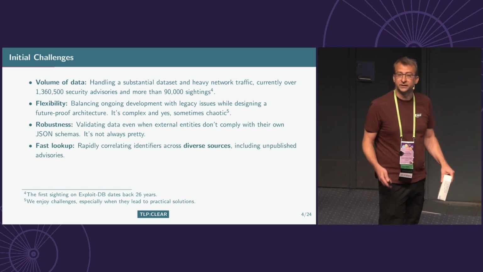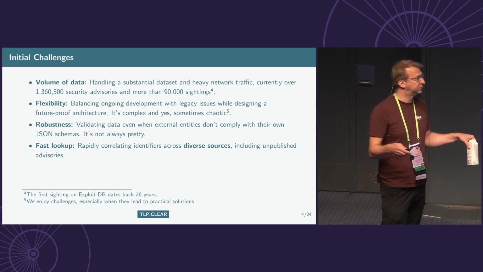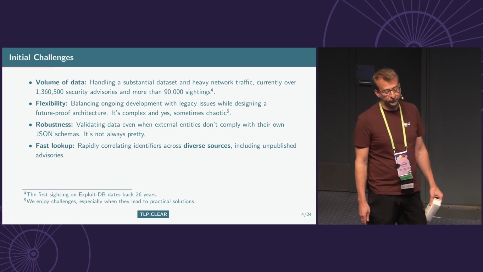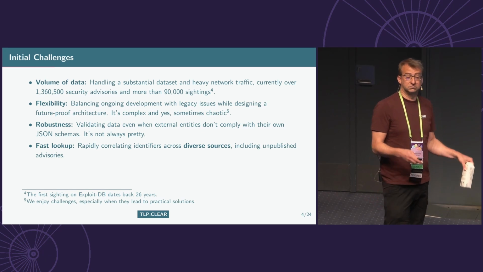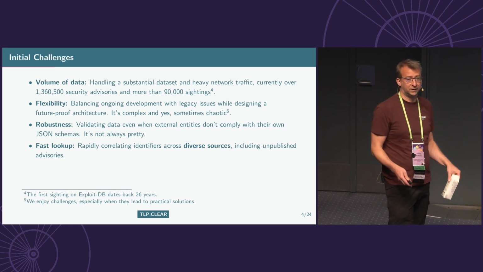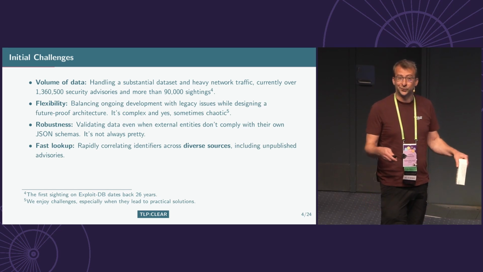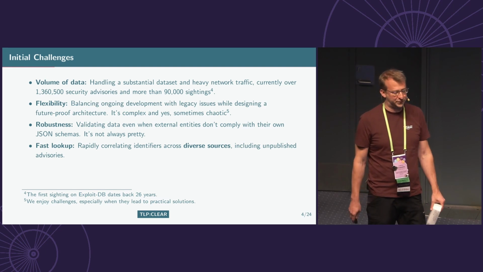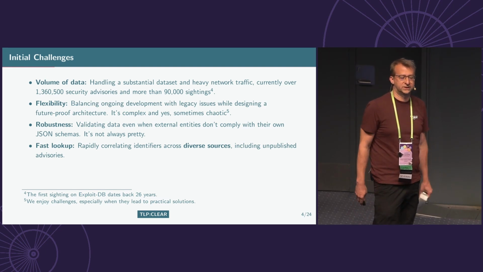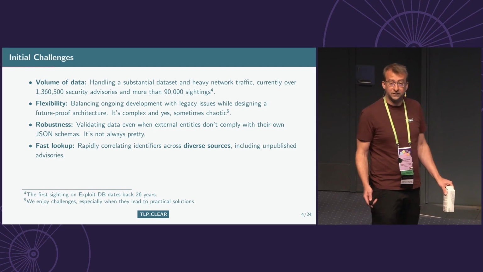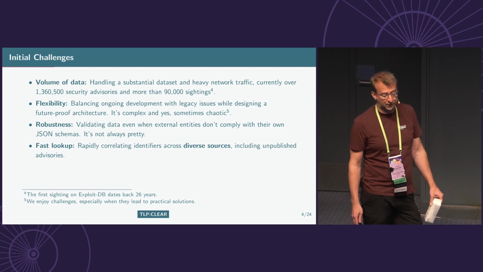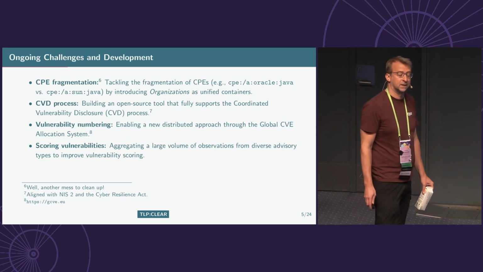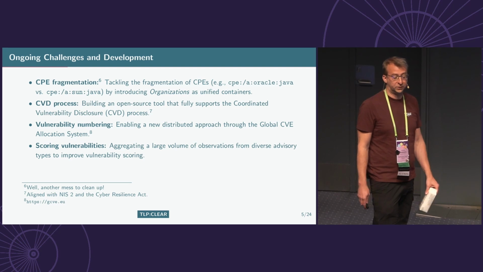So we really wanted a system that is flexible, so that if the next vendor or organization creates a new format, we are compatible. And we want something really robust. Sometimes we have data sources that are not compliant with their own schema, JSON or XML files, and so on. It's not always pretty if you look carefully into it. And obviously, one of the main challenges that we wanted to solve is fast lookup. What we can say for the past year is that we actually solved those problems, because we have working systems and it's completely operational. There are still ongoing challenges and development that we need to tackle.